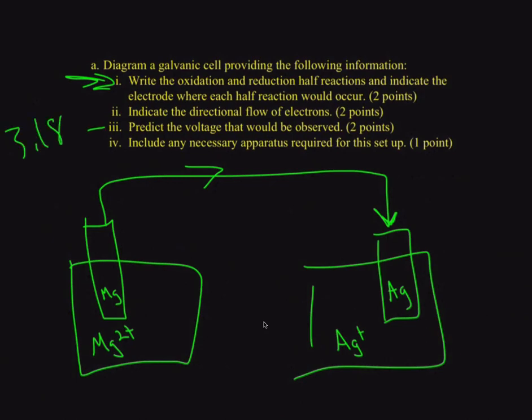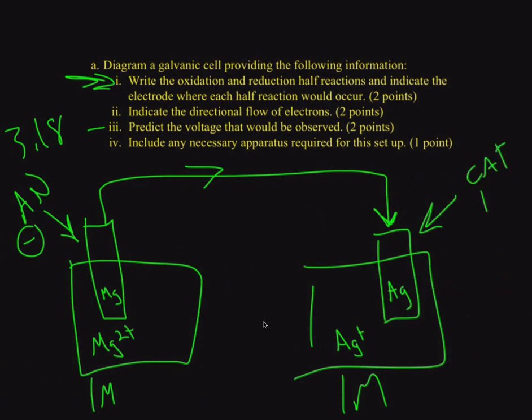And then include any necessary apparatus. So we've already got the solutions. So this is the 1 molar magnesium solution. This is the 1 molar silver solution, silver nitrate. We've got the magnesium metal, the silver metal. This is our anode, or negative terminal. And this is our cathode, positive terminal. We've got our wire here, that's where the electrons are going to go.